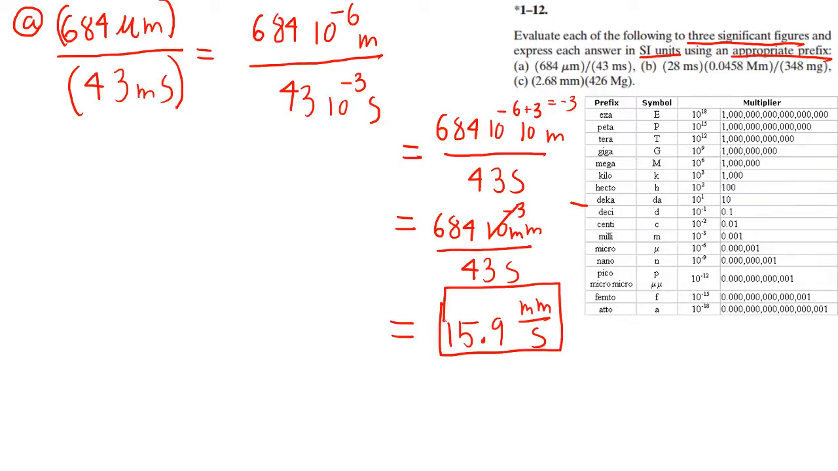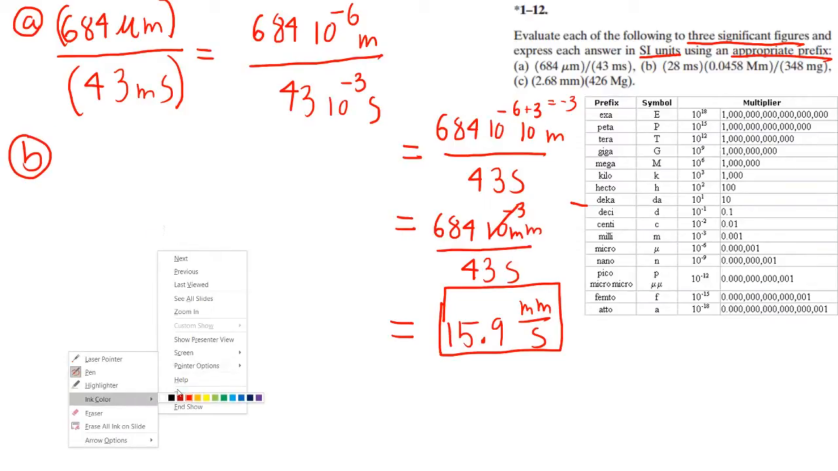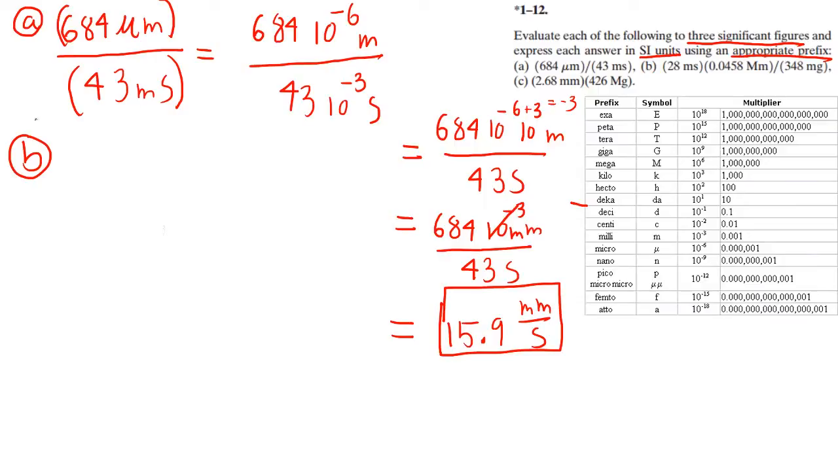15.9, not like 0.0159, okay? It's nothing like that. Then we move on to B. I'm actually going to change my colors real quick because this might get a little messy if I don't. So B, this one's going to be a little longer.